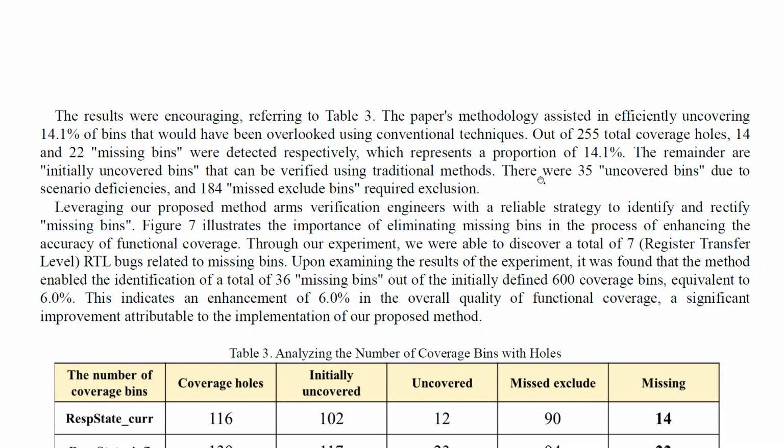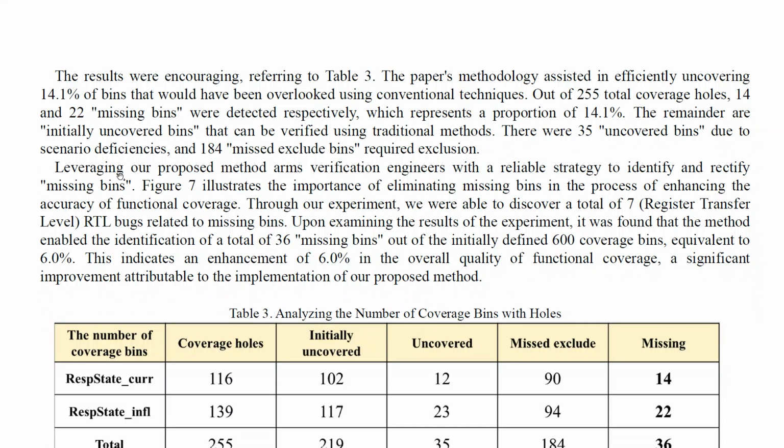There were 35 uncovered bins due to scenario deficiencies and 184 missed excluded bins requiring exclusion. Overall, our proposed method arms verification engineers with a reliable strategy to identify and rectify missing bins. Figure 7 illustrates the importance of eliminating missing bins in the process of enhancing the accuracy of functional coverage.